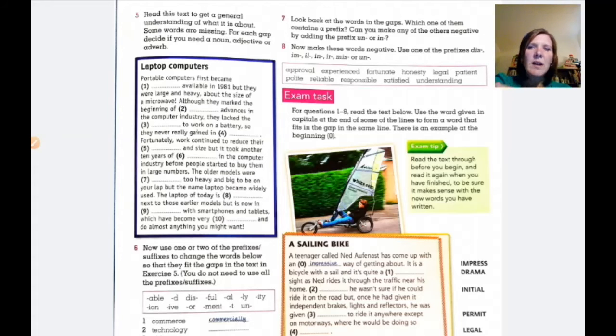Is it a noun? Is it an adjective? Is it an adverb? Try and work it out from the context of the sentence that you're reading. So have a go at doing this exercise now. So first of all, think about, for each gap, what is it that you need to use in each space? Okay, so pause it now and have a go. Okay, and now I'll have a look at the answers with you.